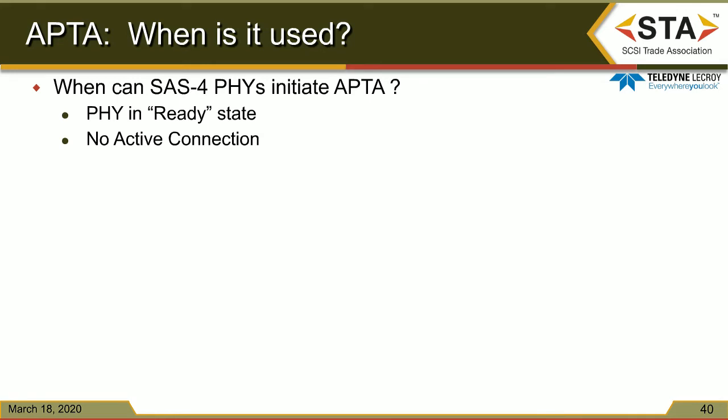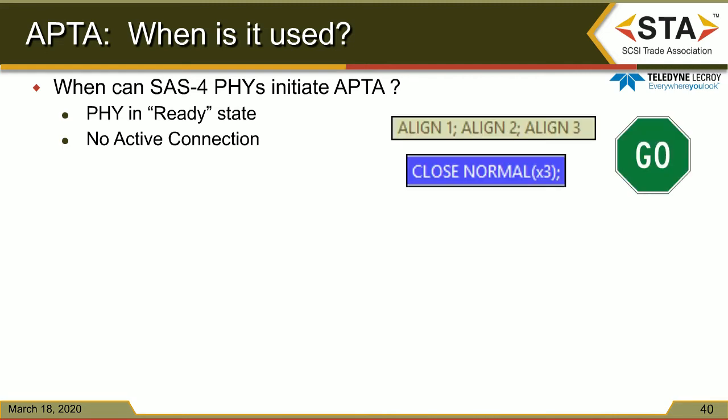So under what conditions will a PHY actually go into this APTA mode? These are the basic rules. The link needs to be in the logical ready state, but no active connection on the PHY. That's going to be adjusted. So you have to wait for close.